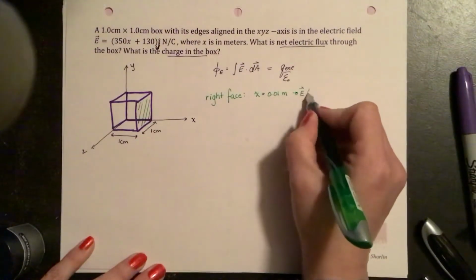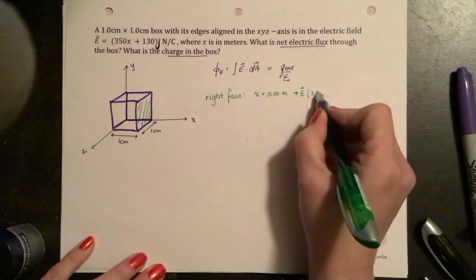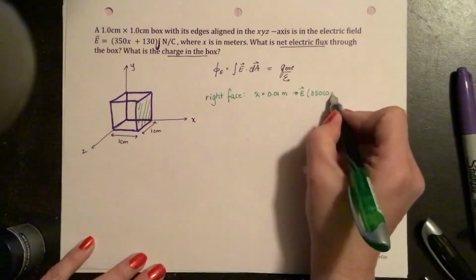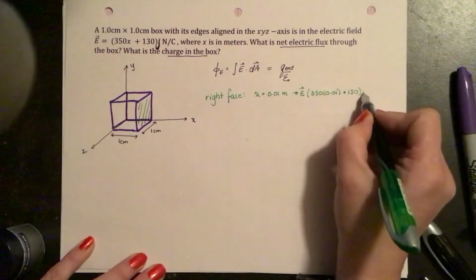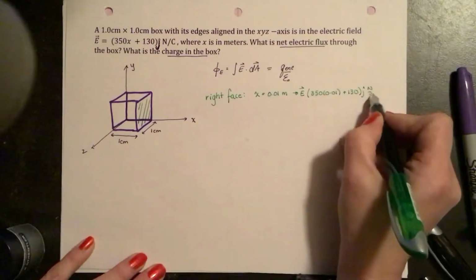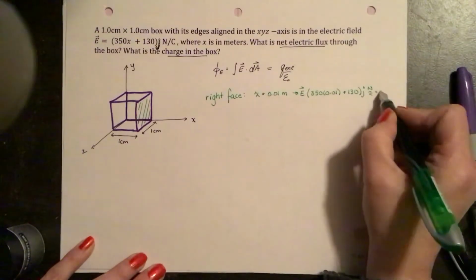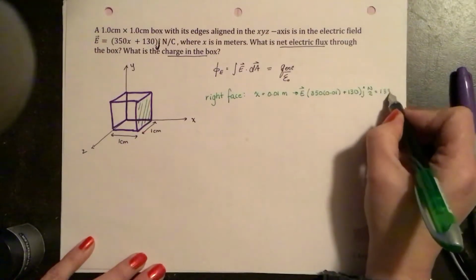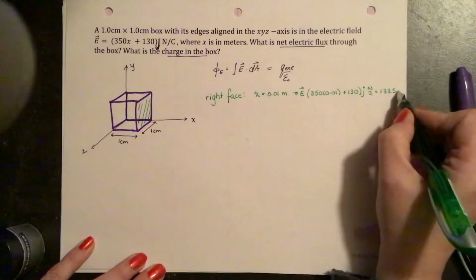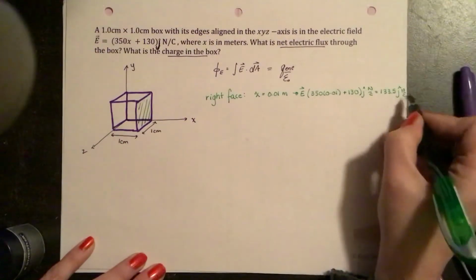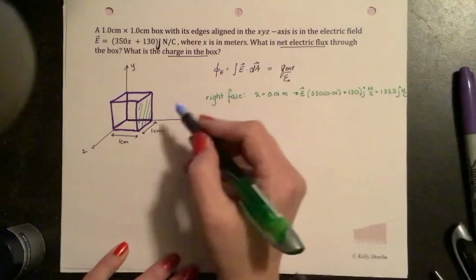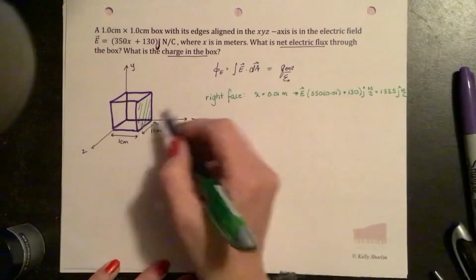So my electric field is 350 times x plus 130, that's in the j direction with units of newtons per coulomb, equals 133.5 newtons per coulomb in the j direction. That's going to be constant. You see, we don't have any x dependence here because we're at a constant value of x.